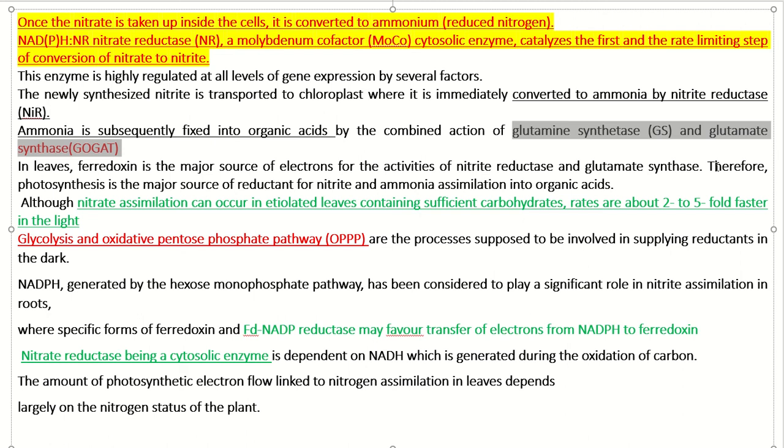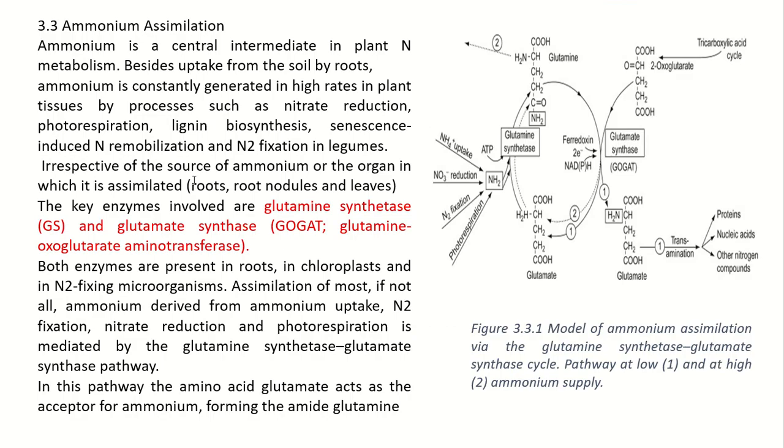Here a specific form of ferredoxin NADPH reductase, the reduced form, favors the transport of electrons from NADPH to ferredoxin. So the amount of photosynthetic electron flow linked to nitrogen assimilation in leaves largely depends upon nitrogen status.